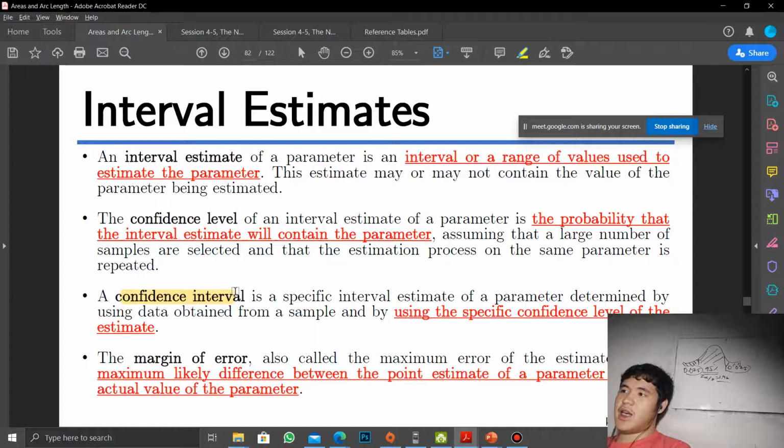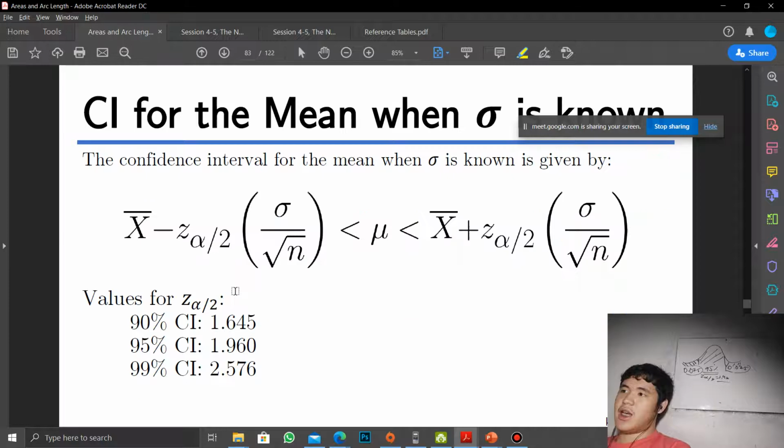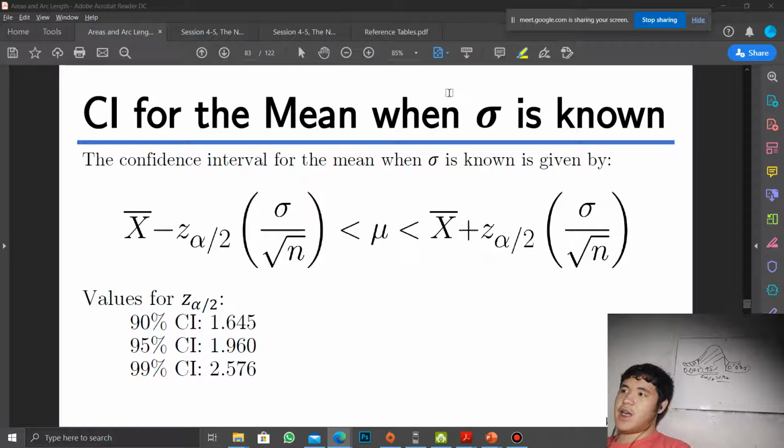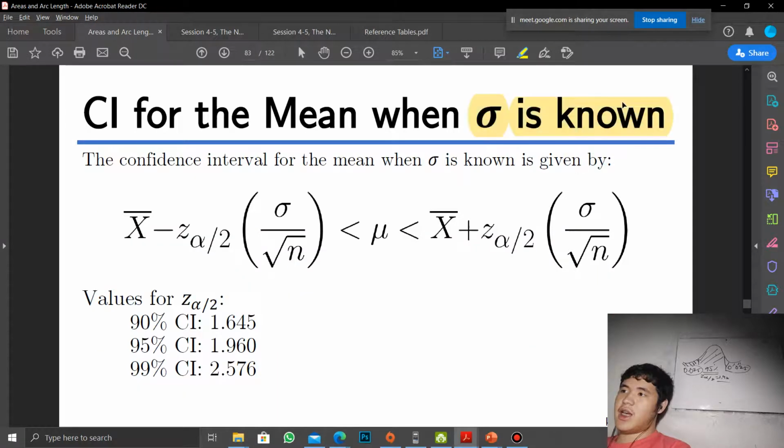And the margin of error is the maximum error of the estimate. Okay? It is the difference between the point estimate of a parameter and the actual value. So, this is the formula. Don't be overwhelmed. It's easy. The confidence interval has three kinds. Our estimate now is the mean. So, we're creating a confidence interval for the mean. And sigma is known, okay? Take note, sigma is known.